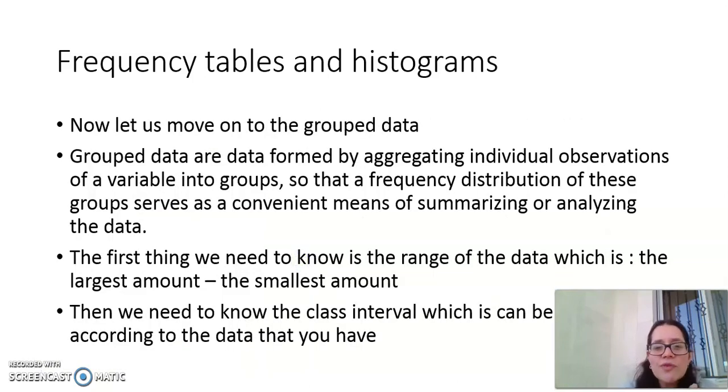Now let us move to the grouped data. Grouped data are data formed by aggregating individual observations of a variable into groups, so that a frequency distribution of these groups serves as a convenient means of summarizing or analyzing the data. The first thing we need to know is the range of the data, which is the largest amount minus the smallest amount. Then we need to know the class interval, which can be chosen according to the data that you have.